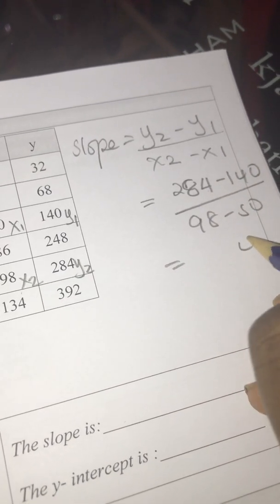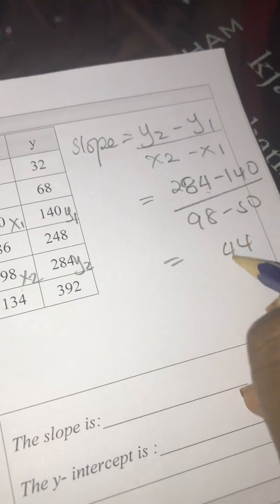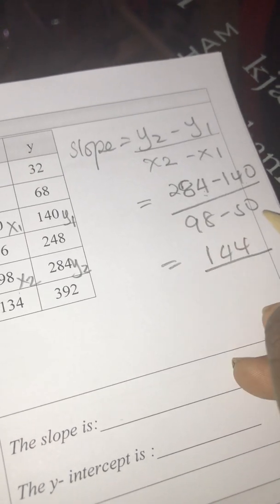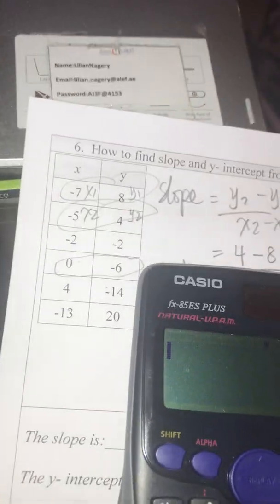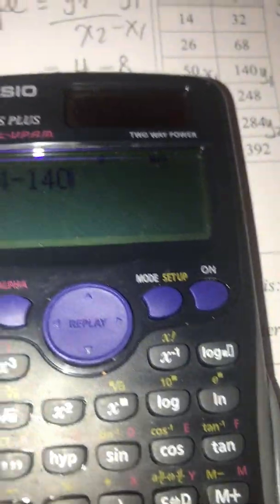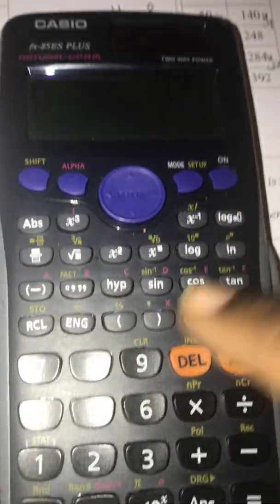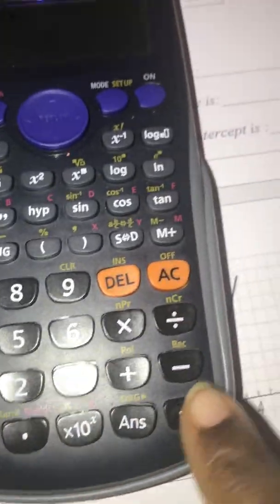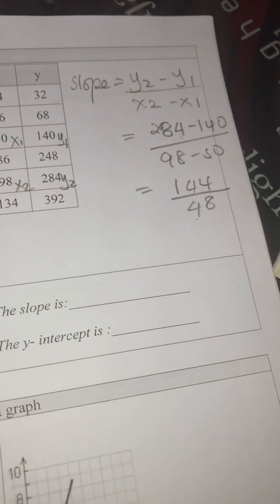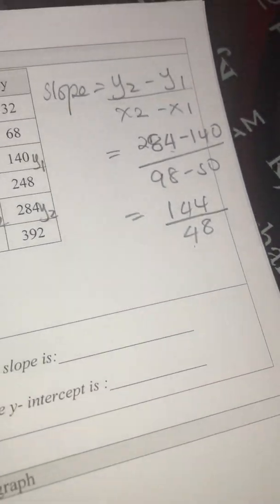4, 1, 8, 4, 48. See, I don't need a calculator. I know how to subtract without a calculator. See, 144, I wrote 144. 98 minus 50, 48. You should be able to do all these calculations without a calculator.